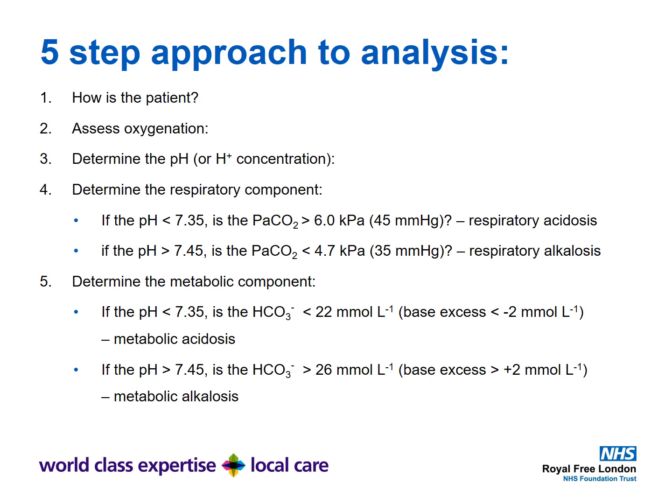And finally, you're going to determine the metabolic component. This is where you're now focusing on the bicarb rather than the CO2. If the pH is less than 7.35 and the bicarb is less than 22 millimoles per litre, then this will be a metabolic acidosis. If the pH is 7.45 and above, and the bicarbonate is greater than 26, this is known as a metabolic alkalosis.